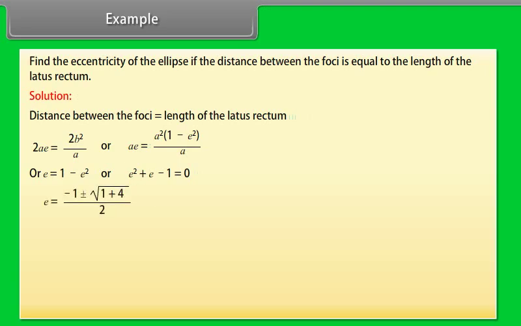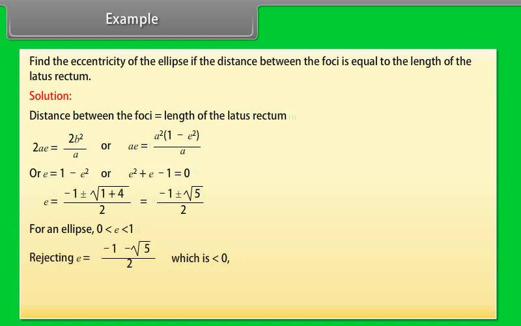e = (−1 ± √(1 + 4))/2, which is equal to (−1 ± √5)/2. For an ellipse, 0 < e < 1. Rejecting e = (−1 − √5)/2, which is less than 0, we have e = (√5 − 1)/2.